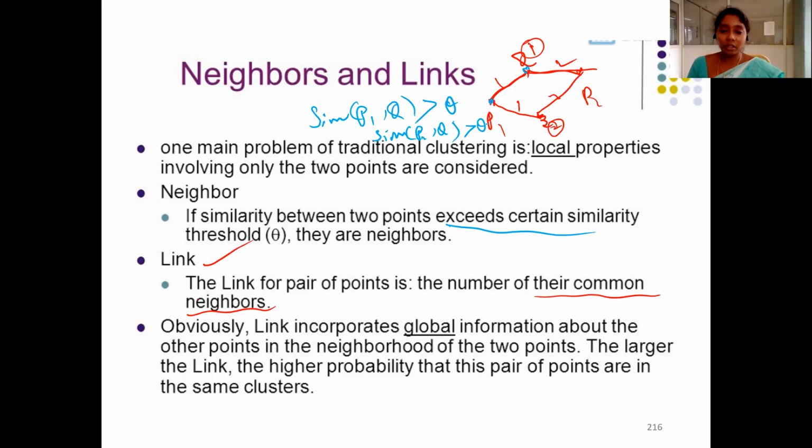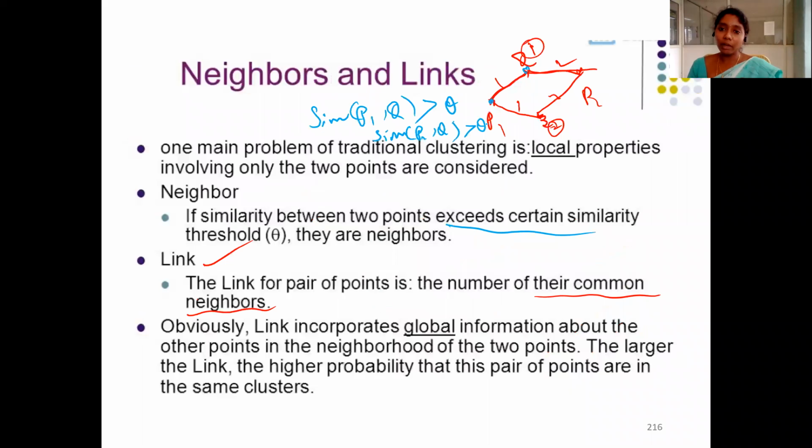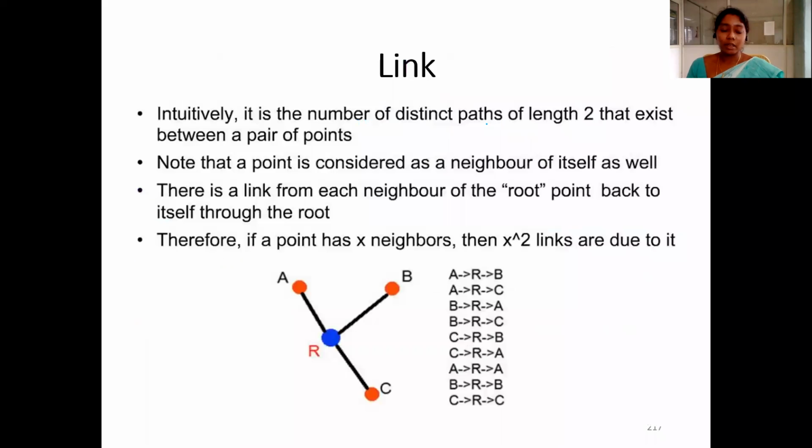Based on the similarity we have calculated in the previous slide, we can take that formula and use it to identify the number of neighbors first, and after that the number of common neighbors. Based on those common neighbors, you can identify the number of links that exist among the pair of points or among the clusters.